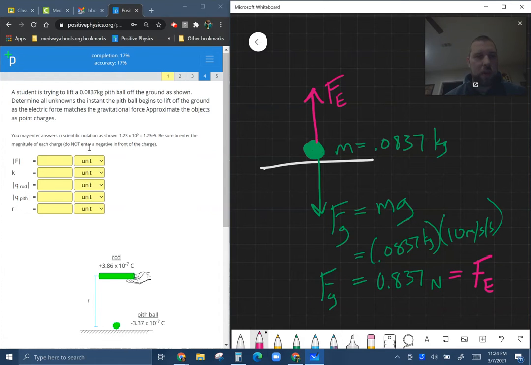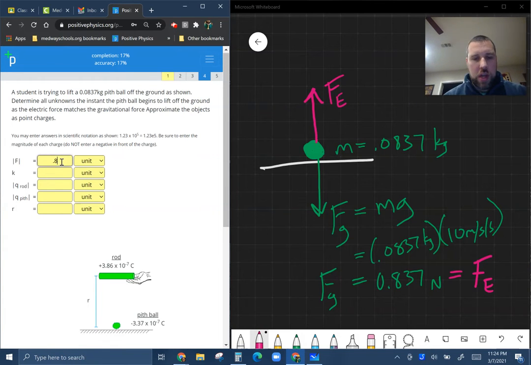Great, so let's make sure I'm not crazy. 0.837. All right, not proof that I'm not crazy, but it's proof I got that right at least. Coulomb's constant, still 9 times 10 to the 9th, last I checked. And this is newton meter squared per coulomb squared to convert everything else. They give us the charges. Charge on the rod, 3.86 times 10 to the -7th. Bam. And this is measured in coulombs.